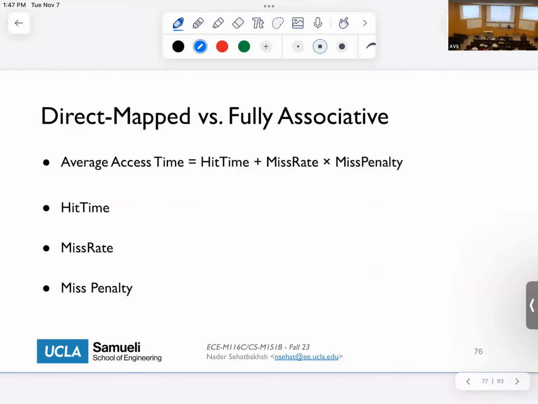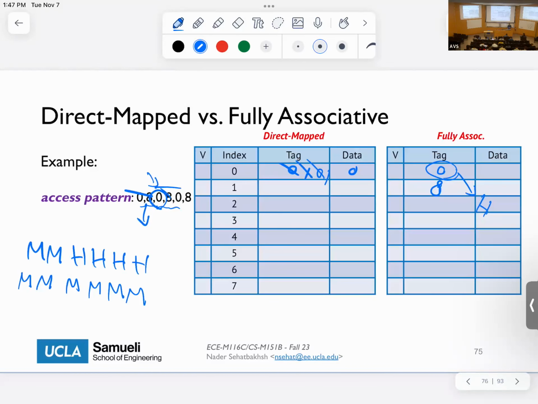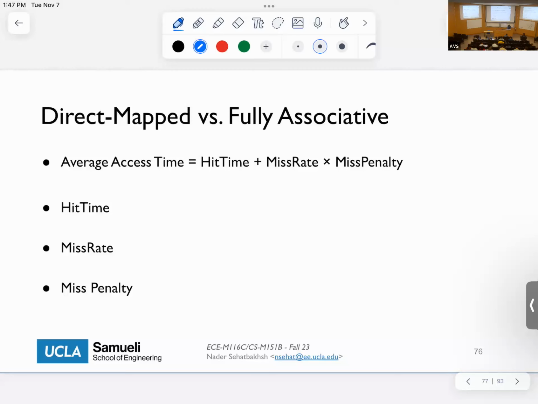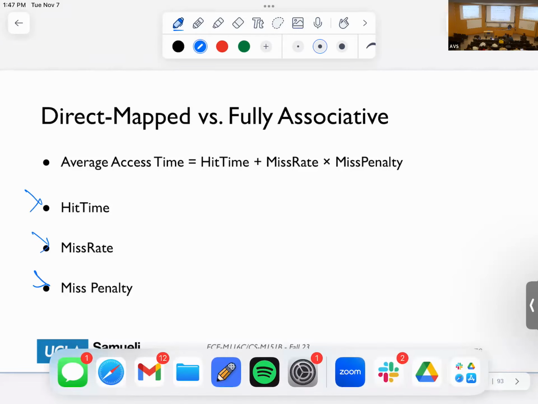So yeah, that's the difference between direct map and fully associative. So that's where we're going to stop here. We're going to come back and talk about the difference in terms of miss rate, miss penalty, and hit time for each of these two. And then we're going to explain another alternative, which is what we call set associative.